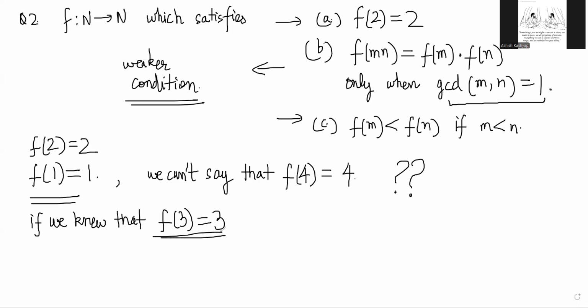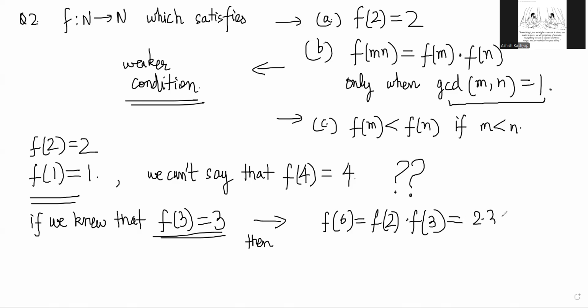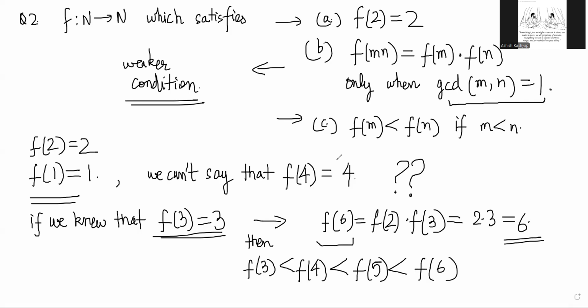If we knew that f of 3 is 3, then we could have said f of 6 is equal to f of 2 into f of 3, because when you write 6 as 2 into 3, 2 and 3 are relatively prime to each other. So we can use this property. Then we would have gotten 2 times 3 is equal to 6. And once you get f of 6 as 6, you will be able to say f of 3 is less than f of 4 is less than f of 5 is less than f of 6 because of property C, which is an increasing function. And f of 3 is 3, we have assumed that. And f of 6 we have just now gotten as 6.